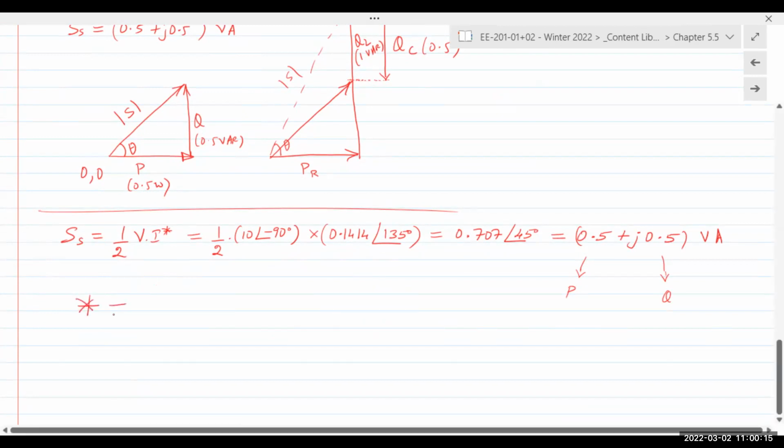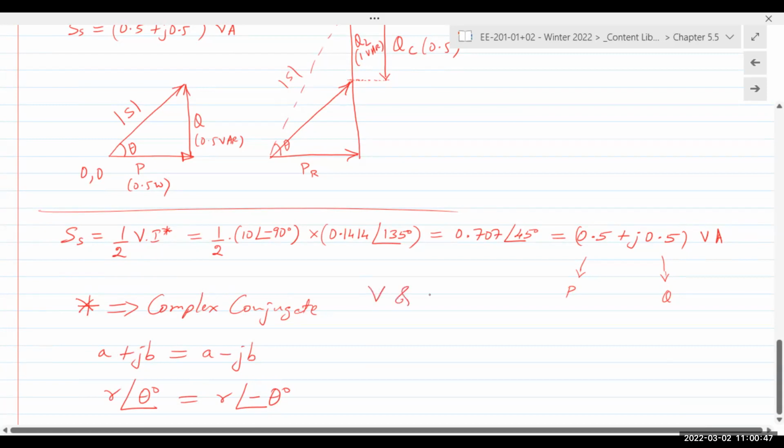What does the asterisk stand for? It stands for the complex conjugate of the complex number. Complex conjugate simply is the opposite angle. So A plus jB becomes A minus jB. R with the angle of theta becomes R with the angle of minus theta. So half V I asterisk, this V and I are phasors.